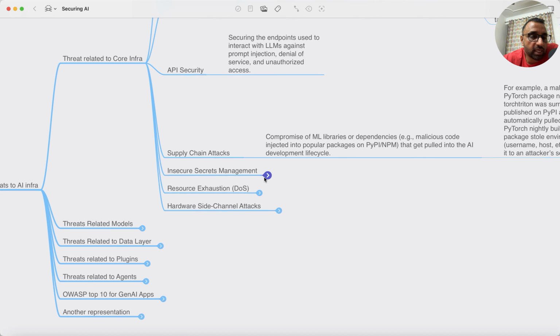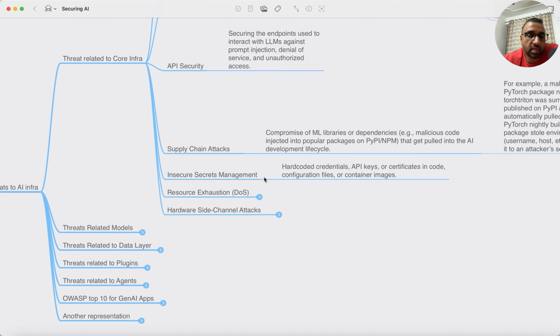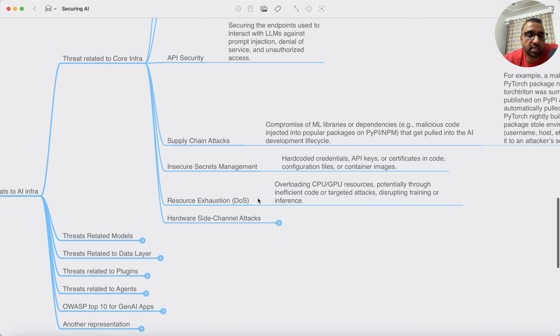Then the next one is insecure secrets management. These include hard-coded credentials, API keys, or certificates in code, configuration files, or container images. Now the next threat to core infra is denial of service, which is overloading CPUs, GPUs, and services through potentially inefficient code or targeted attack code, disrupting training or inference.